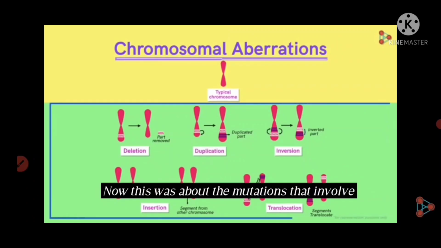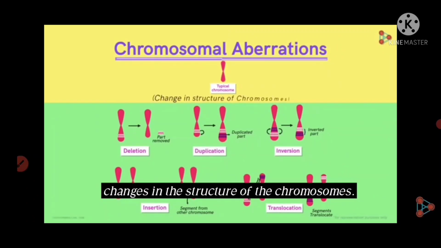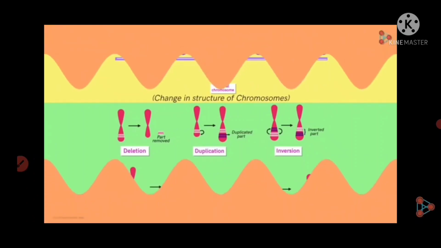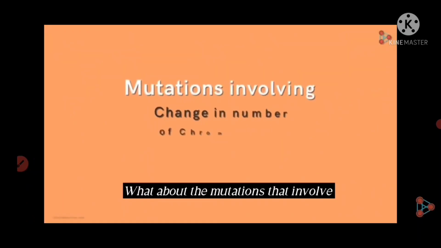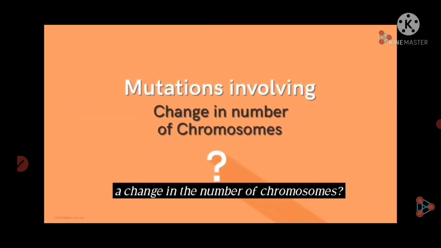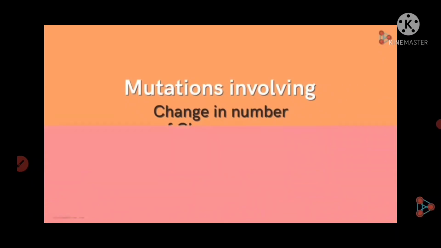Now, this was about the mutations that involve changes in the structure of the chromosomes. What about the mutations that involve a change in the number of chromosomes? Let's understand that in the next part.